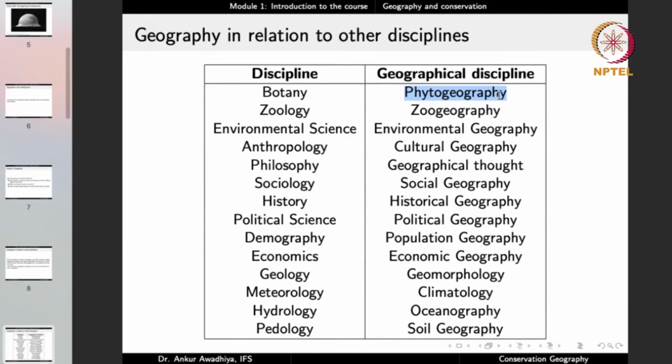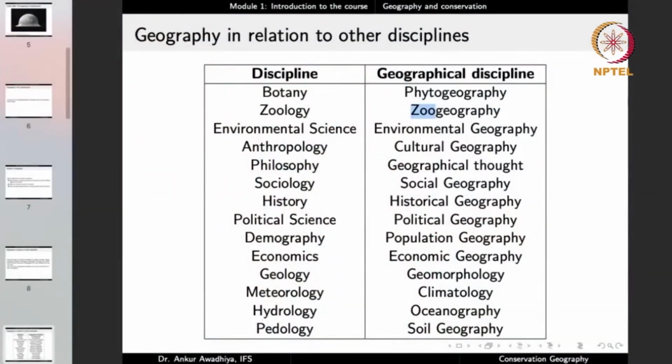What plants are found in various locations? Where are a particular species or a particular kind of plants found, and why are they found there? If we take the discipline of zoology, which is the study of animals, we have zoogeography. Now, zoo is animal, so here we have animal geography. What different animals are found on this planet? In this case, you will say that animals like polar bears are found in the polar areas. Animals like camels are found in the desert areas. So here we are asking what animals are found where.